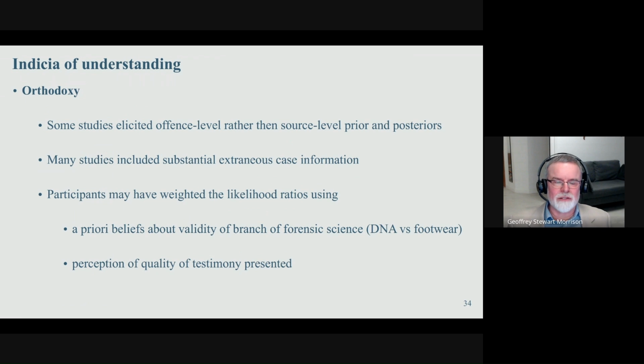Some caveats. Some of these studies elicited offense level conclusions. They presented source level likelihood ratios, but they elicited offense level conclusions. They asked guilty versus not guilty instead of asking the same source versus different source. So a participant might have very different posterior odds at offense level than at source level, because of course they're going to combine other things that have been presented to them in the case.